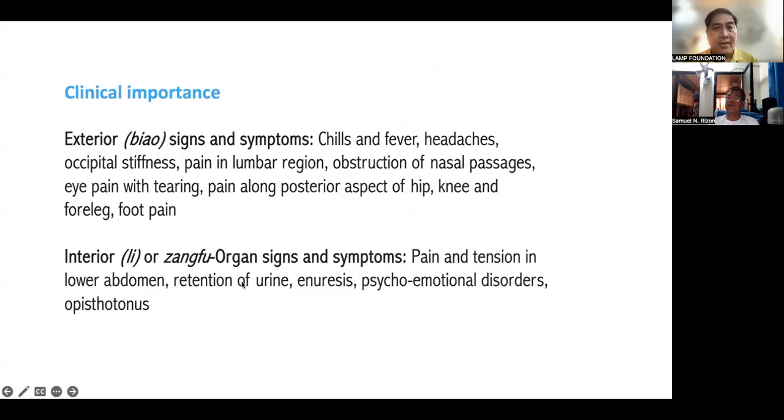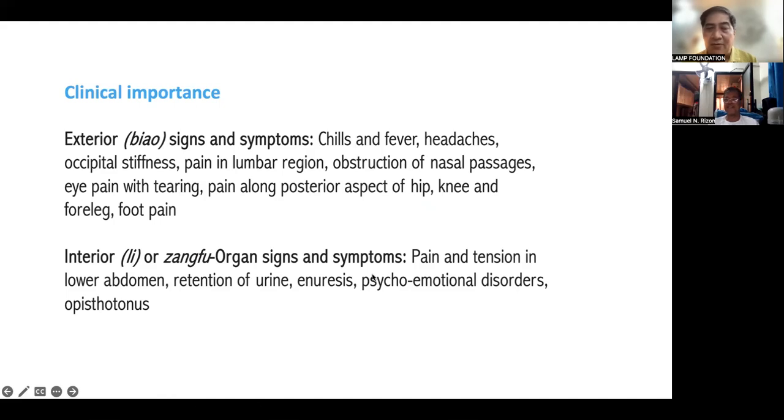Okay, so what is the clinical significance? If we have mastered the pathway of the primary channel, then you would be able to differentiate between exterior and interior. If it is an exterior symptom, then you would expect the usual. Let's memorize this: external invasion, chills and fever. And perhaps by this time you already understood why there are chills and fever.